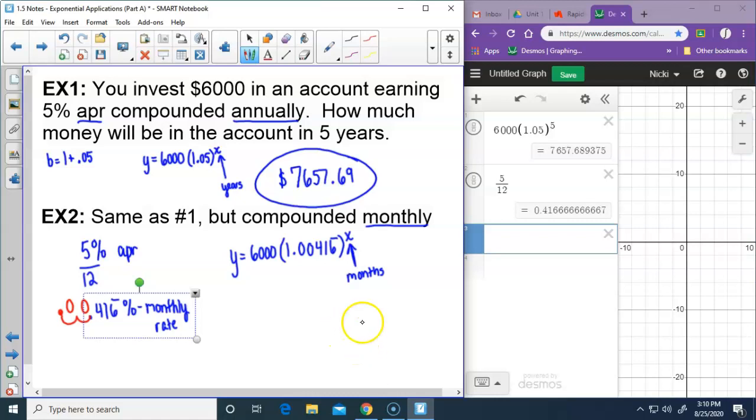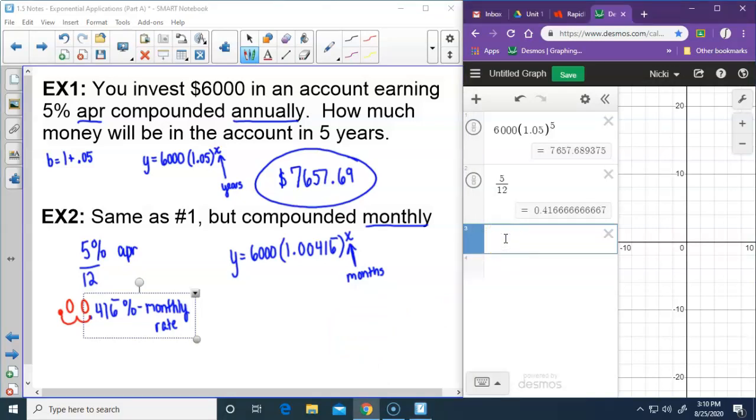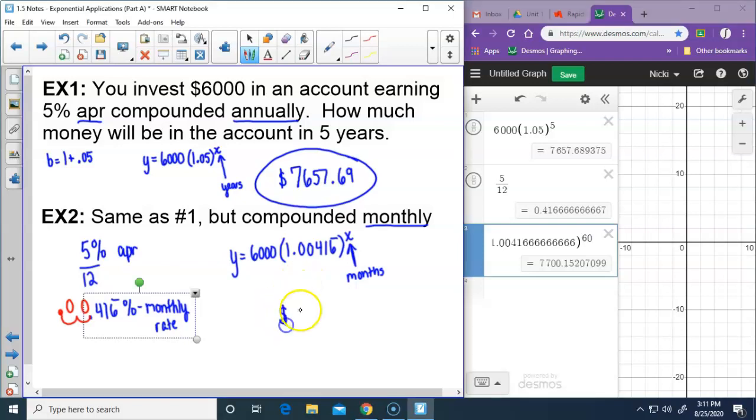So in this case, we want to know 5 years. So we've got to do 5 times 12, which is 60. And so we are going to type in 6,000 times 1.0041. I'm going to put a lot of 6's here, to the 60th power, because there's 60 months in 5 years. And you can see here that this time we are going to get $4,700.15.